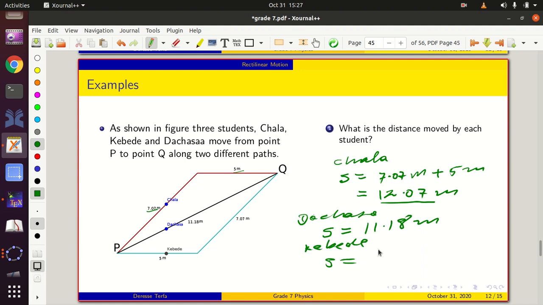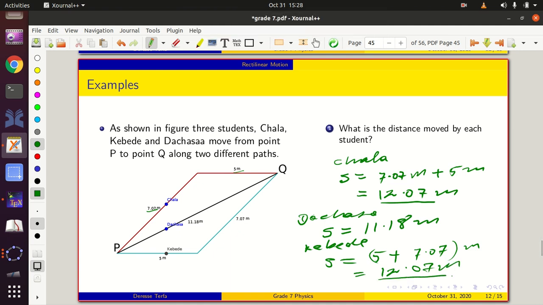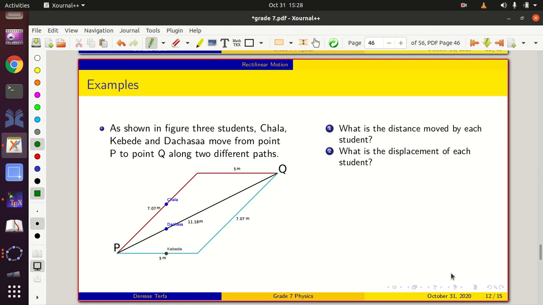Distance moved by Kabada is again 5 plus 7.07 meter, which is equal to 12.07 meter. Therefore, the three paths are different. In fact, Chala's and Kabada's distances are the same. Okay, the last question is, what is the displacement of each student?